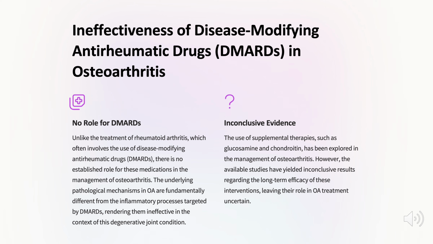While supplemental therapies like glucosamine and chondroitin have been explored for OA management, studies evaluating their long-term efficacy have yielded inconclusive results. This uncertainty leaves their role in OA treatment ambiguous, and further research is needed to elucidate their potential benefits. Understanding the limitations of DMARDs and exploring alternative therapies underscores the importance of tailoring treatment strategies to the unique pathophysiology of OA, ultimately optimizing outcomes for patients with this prevalent joint condition.